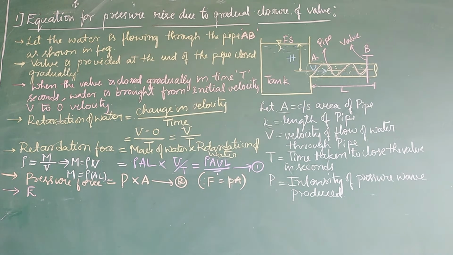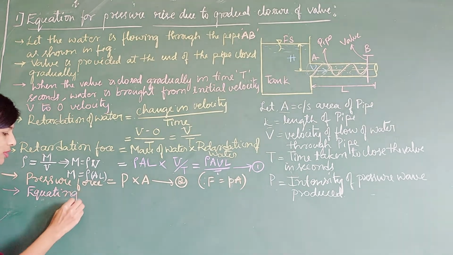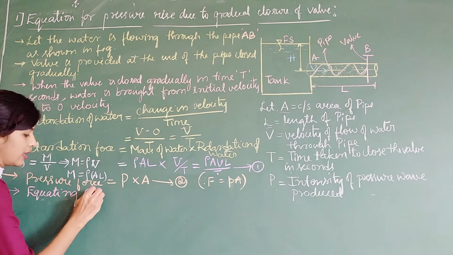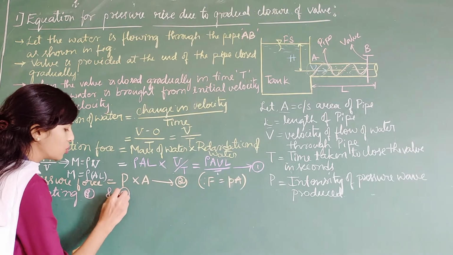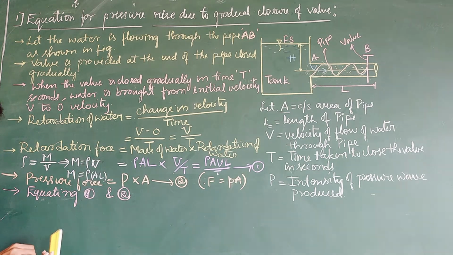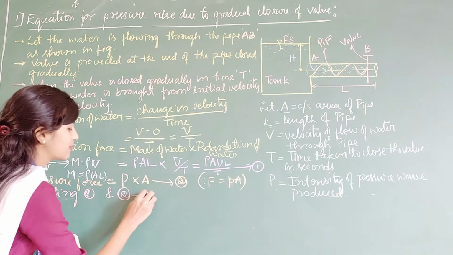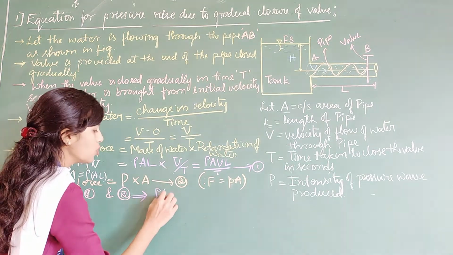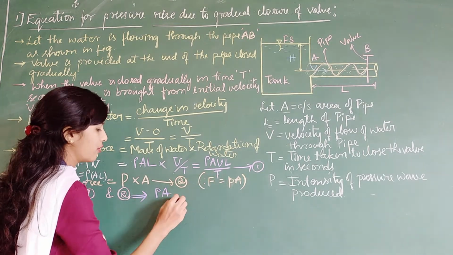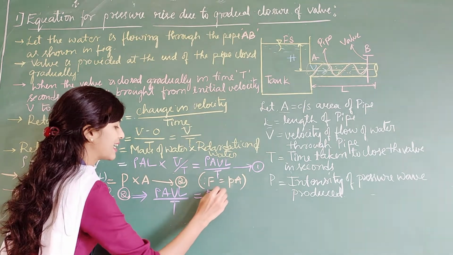Retardation force and pressure force. So equating equation number 1 and 2, we'll equate the pressure force to the retardation force. So equation 1 is equal to equation 2. So you will get rho A V L divided by T is equal to P into area.